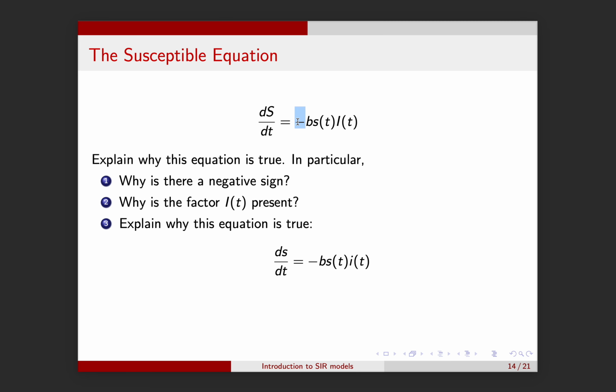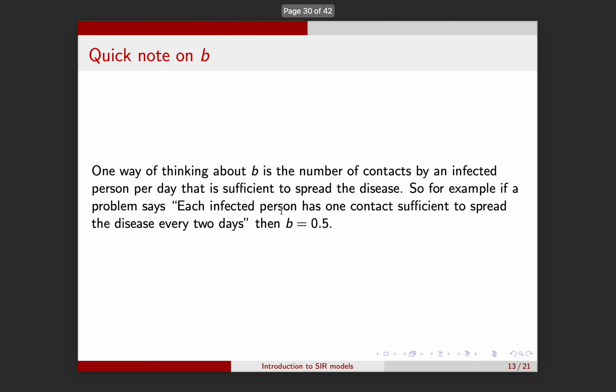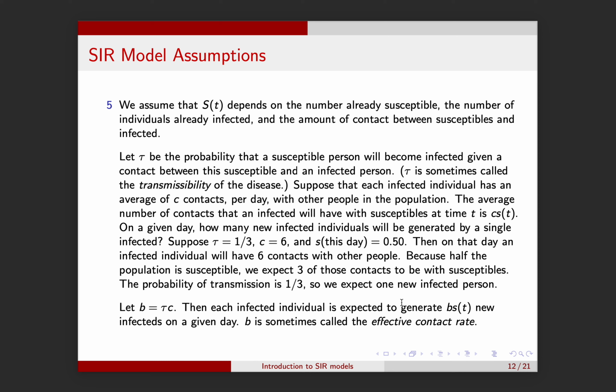Leave. That's why there's a negative sign. Why is there a negative sign? Because there's only outflow, right? Why is I of t there? Because of this assumption here. Again, this sentence, each infected individual gives you this many new infecteds on a given day.